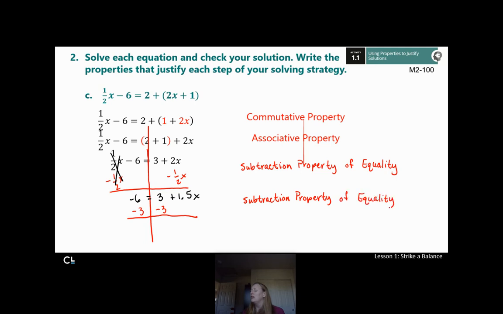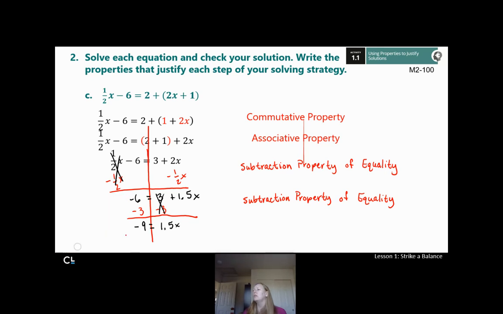Equality. Oh, yeah. And then we got to clean up a little bit, or a lot of it. -6 minus 3 is a -9. Your calculator can confirm that for you if needed. Those are dead. 3 minus 3, it's gone. That's why we did it. And we still have a positive 1.5x.